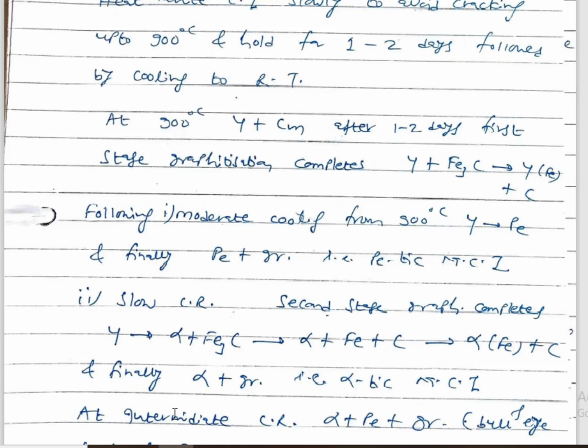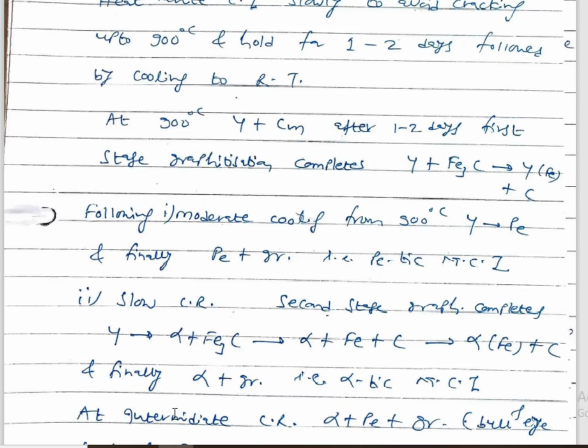And if we adopt very slow cooling rate, then we will give an opportunity for the second stage graphitization also, because any pearlite which is formed out of austenite, the cementite present in this pearlite will also get disintegrated into iron and carbon. So this is called second stage graphitization. So no pearlite will be obtained in the microstructure. Finally, ferrite plus graphite will be present in the microstructure, and it is known as ferritic malleable cast iron.